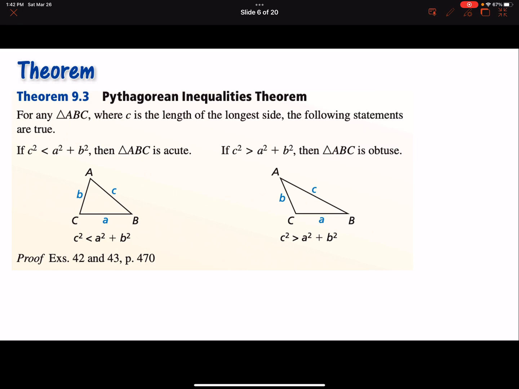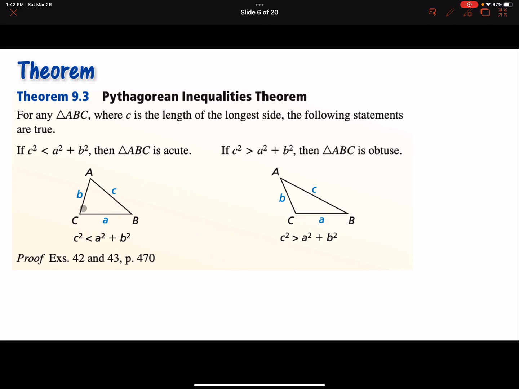We already know that if a squared plus b squared equals c squared, we have a right triangle. Well, the Pythagorean Inequalities Theorem says, if I take a squared plus b squared and that sum is greater than whatever the longest side squared is, or c squared, then the triangle has to be acute. If a squared plus b squared is less than c squared, then the triangle is obtuse, meaning this angle is greater than 90, this angle is less than 90.